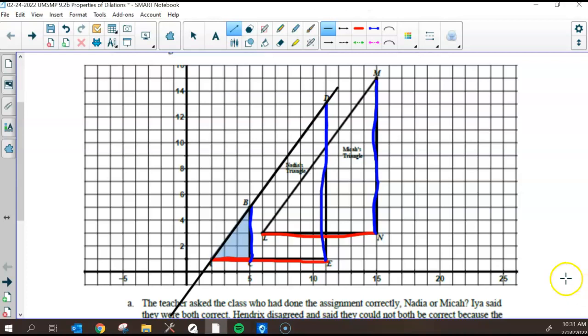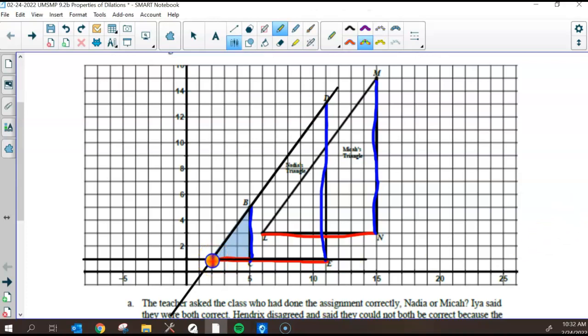And repeat that. C and E are also corresponding points. So you can line your ruler up and extend that line all the way. Where are those lines intersecting? At A. And that confirms that A is going to be the center of dilation for Nadia's triangle. That is not what I wanted. I wanted this one here. Okay, that's the center of dilation there.